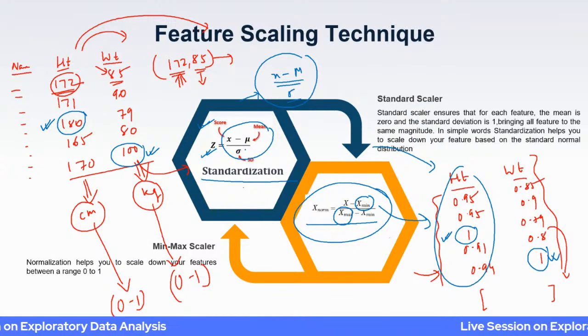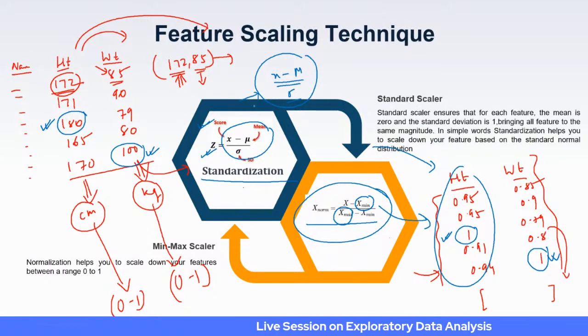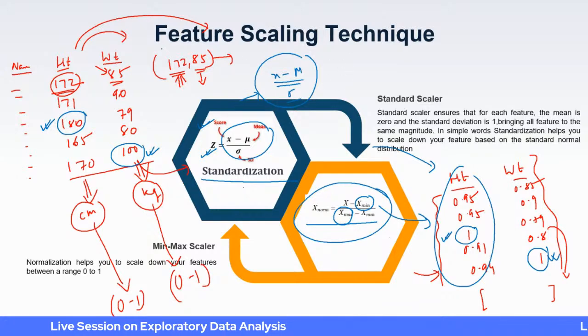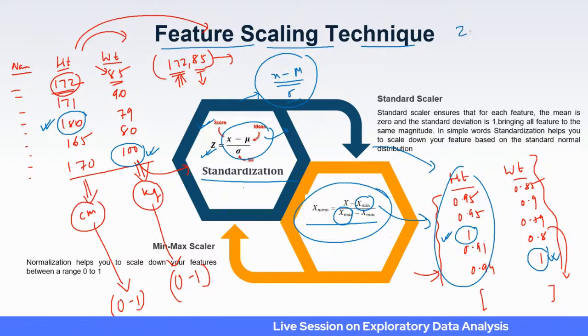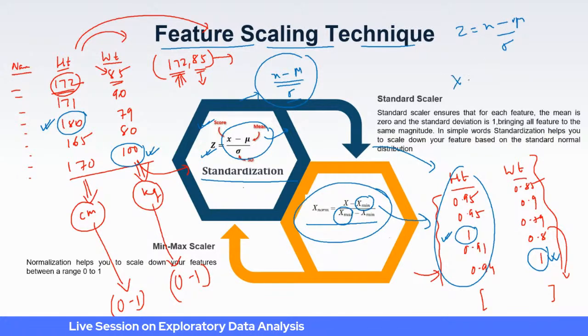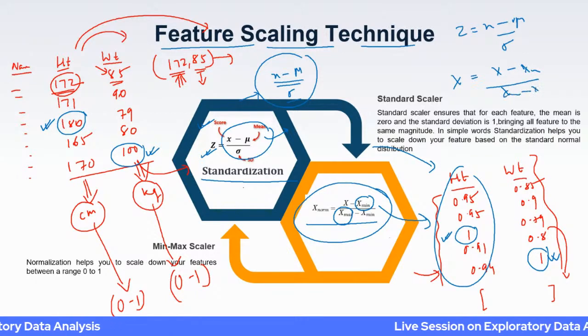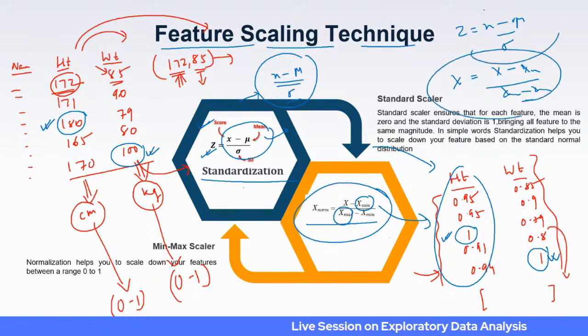Okay. So these are the two concepts that are very much important. If somebody asks you what is standardization and normalization, which is again a very important question in interviews, you have to memorize this formula. Standardization is nothing but x minus mu divided by sigma, and normalization is nothing but x minus x min divided by x max minus x min. Okay.